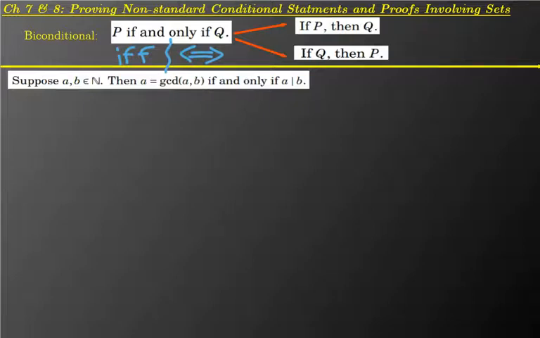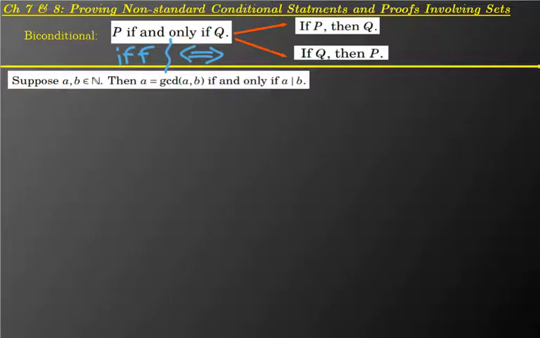I just pulled this out of the book. We're going to assume that A and B are natural numbers, and the statement is that A equals the GCD of A and B if and only if A divides B, okay?